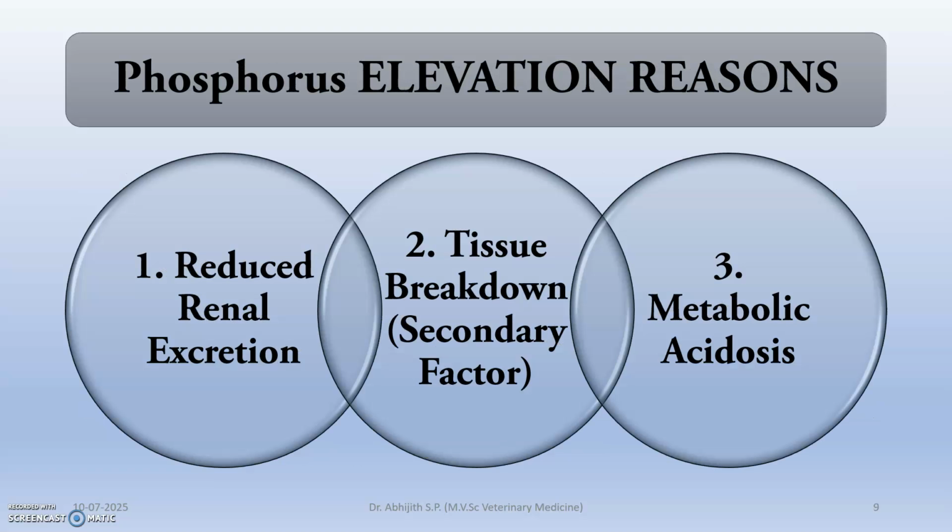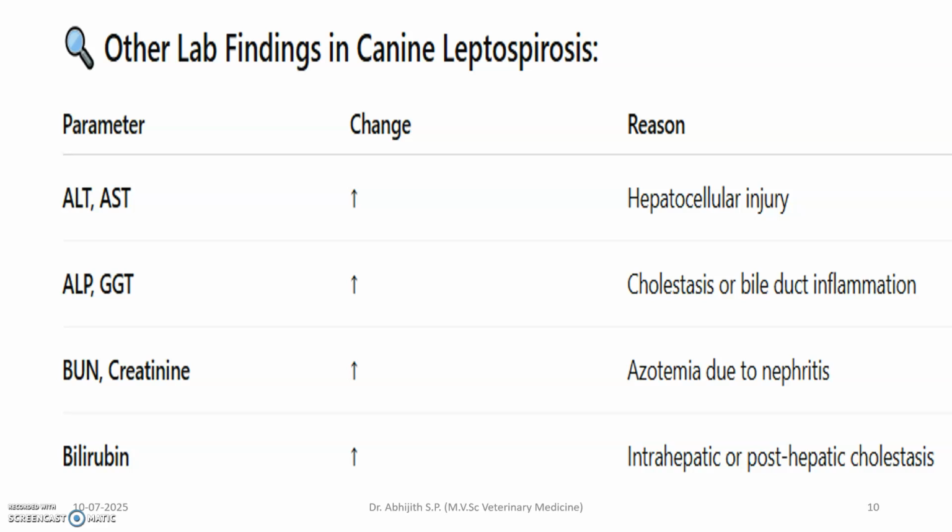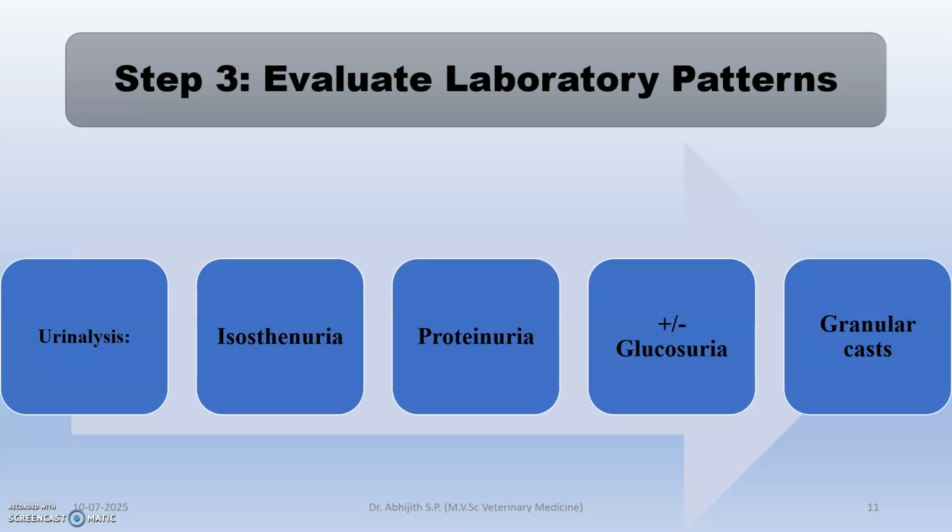The phosphorus elevation is mainly because of reduced renal excretion and tissue breakdown due to secondary factors, because the phosphorus inside the cell comes out into the general pool, and also because of metabolic acidosis. The other lab findings in canine leptospirosis will be elevated BUN, creatinine, bilirubin, and also GGT levels. The next one will be urine analysis.